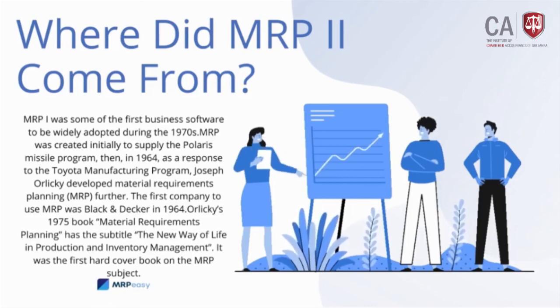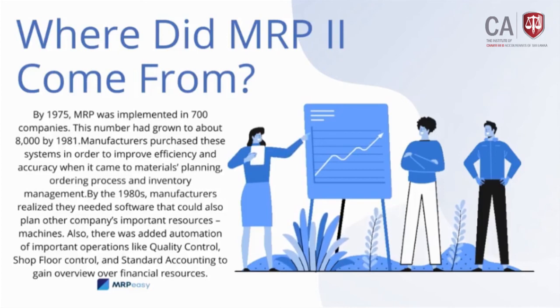Then, in 1964, as a response to the Toyota manufacturing program, Joseph Orlicky developed material requirements planning, MRP, further. The first company to use MRP was Black & Decker in 1964. Orlicky's 1975 book, Material Requirements Planning, has the subtitle The New Way of Life in Production and Inventory Management. It was the first hardcover book on the MRP subject. By 1975, MRP was implemented in 700 companies. This number had grown to about 8,000 by 1981.